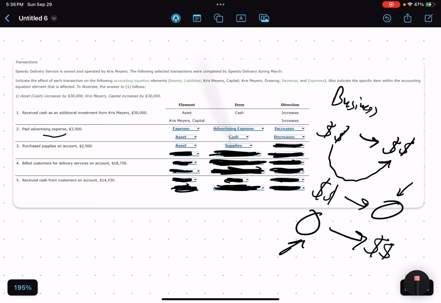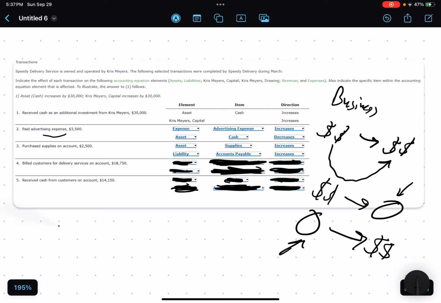But what happens when you purchase supplies on account? Well, your assets of supplies increases. And the reason why it increases is because you just purchased supplies. You added more supplies to your assets. So then what happens after this? Because you have spent $2,500, well, you have a liability. You have to pay that $2,500 for the assets that you just received in the supplies. And so this would go under accounts payable. And this would be an increase in your accounts payable because now you have money that's owed, right?